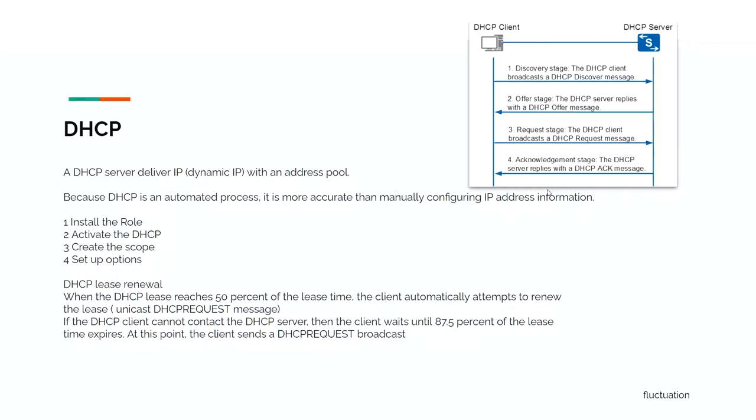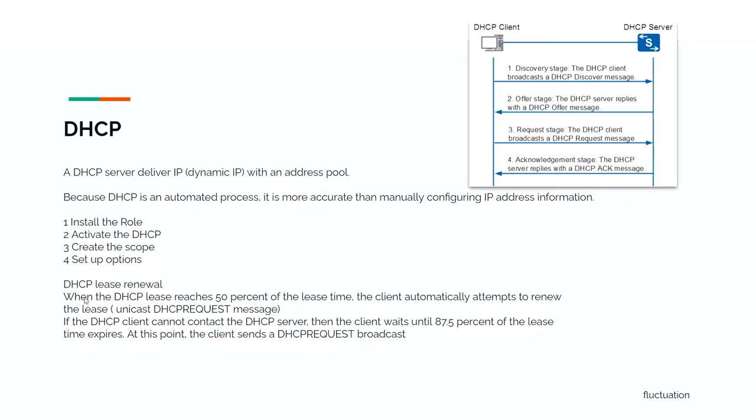So to have a DHCP, you must install the role, activate the DHCP, create a scope, and set up the options. Remember something very important: when a DHCP client wants an IP, he will discover. He will say, hey, guys, where's the DHCP? So he will do a broadcast. And after, DHCP will offer his services. And after, he will request an IP. And after, of course, DHCP will reply, say, okay, I'm ready to give you my IP.